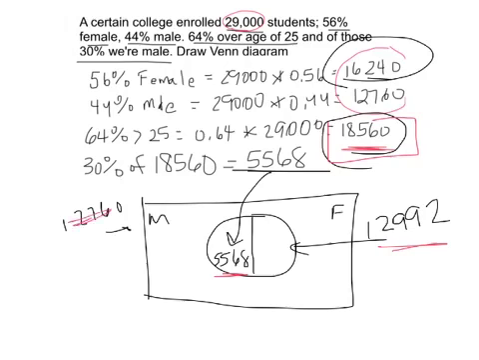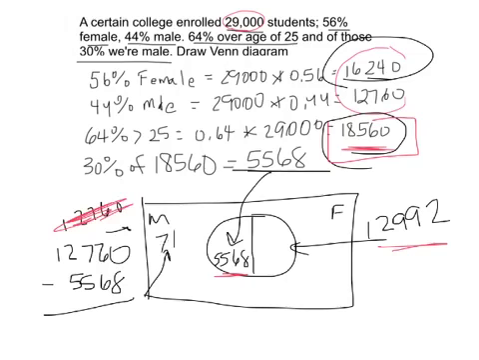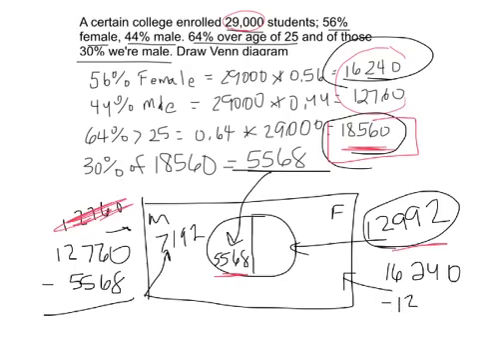Well, you can't just write these values now for the male and the females, because you have to subtract out this Venn diagram. So what you do is you actually take the 12,760 minus this 5,568, and that gives you the number of males that are not 25 years or older. And then of course you do the same thing on this side as well. You would take the 16,240 females and subtract this value, 12,992, and that would give you the leftover females, 3,248.